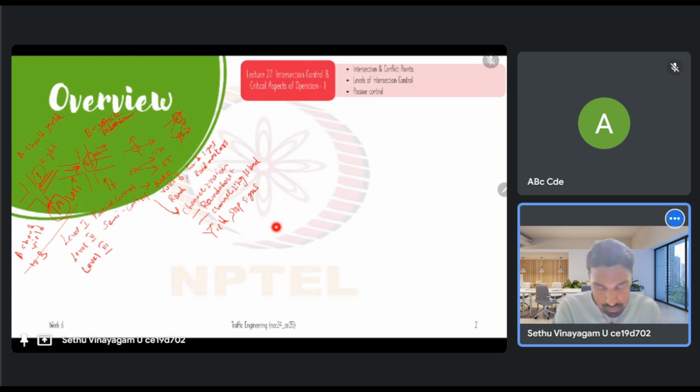In channelization, we have a physical feature which separates the different movements of traffic. For example, when you have a channelizing island on an approach, there can be a left turning movement and a through movement. In this case, we are physically separating the through movement from the left turning movement, so the diverging conflict is avoided. That's how channelizing islands can help.